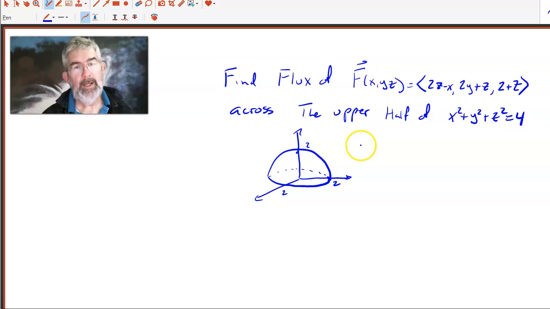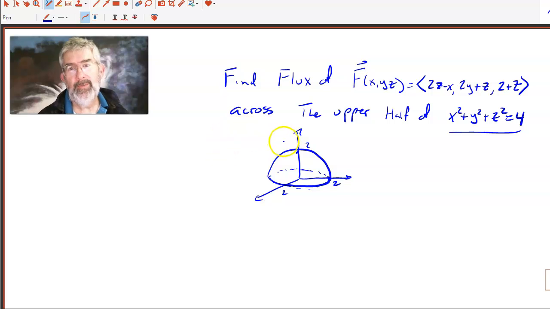Okay. Now, technically, this is not a divergence theorem problem because the divergence theorem is about surface integrals over a closed surface, meaning one that has no boundary, and relating that to the triple integral of the divergence of the region inside. Well, I don't have a closed surface because I'm saying the upper half of this sphere. And the upper half of the sphere has a boundary, which is the circle of radius 2 down here in the xy plane.